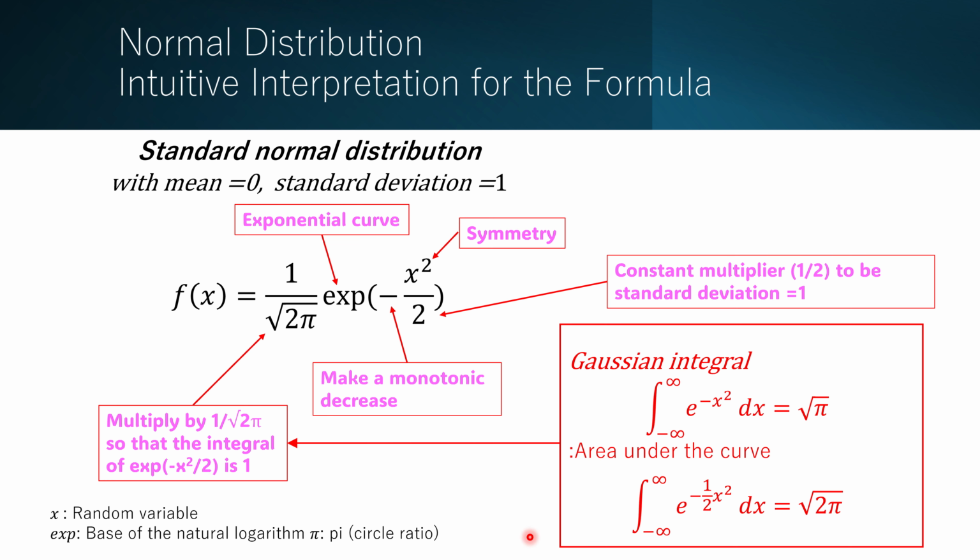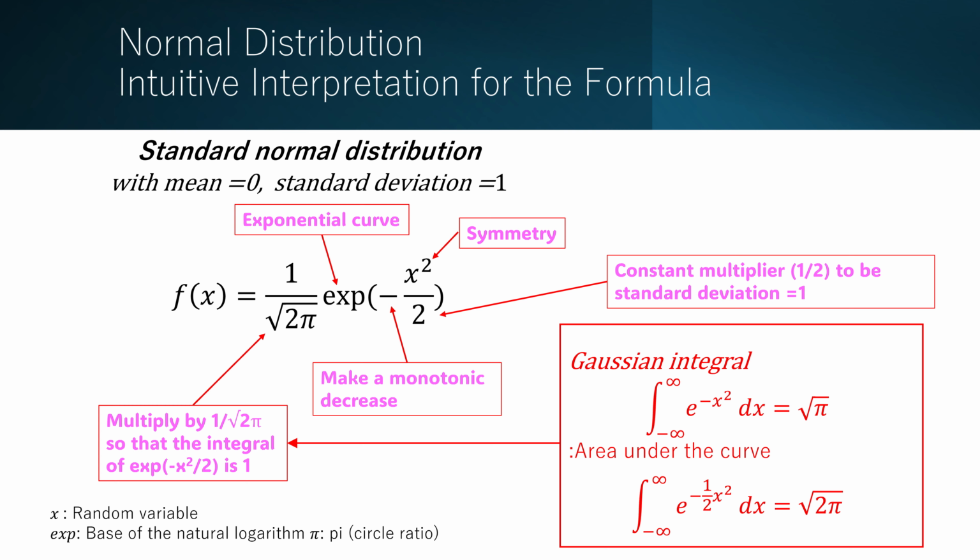On the next slide, I added some explanation for each value, and these are intuitive interpretations. This is the exponential curve, and because of x squared, its symmetry makes it decrease monotonically. And this is a constant multiplier.